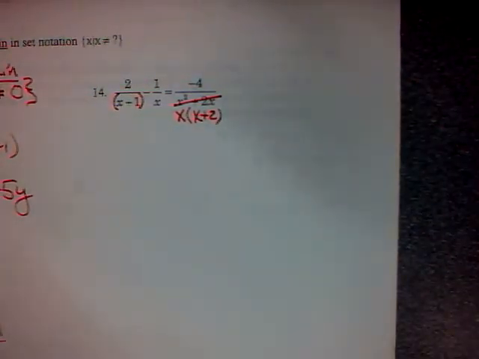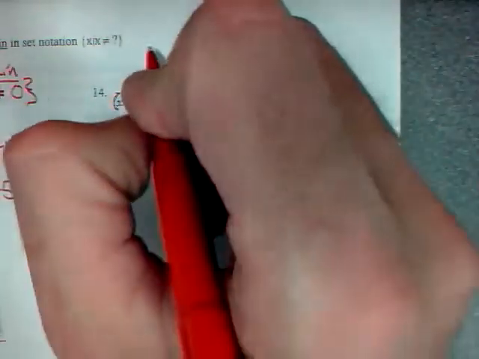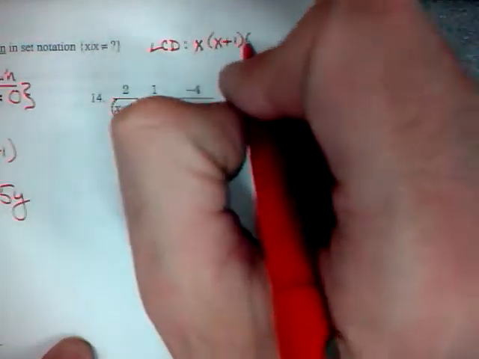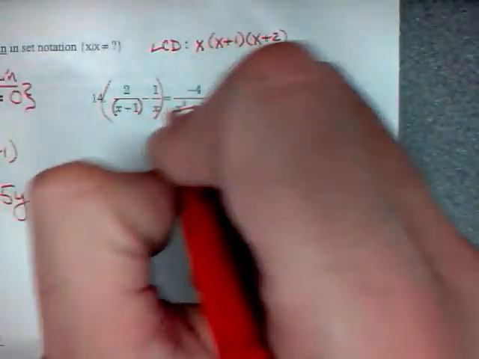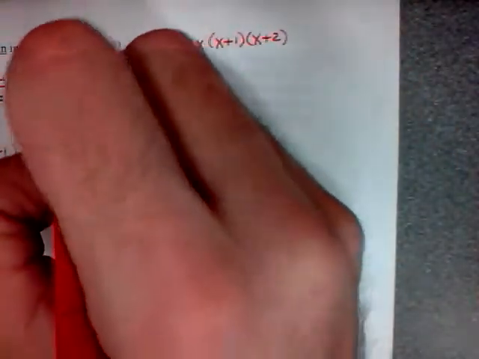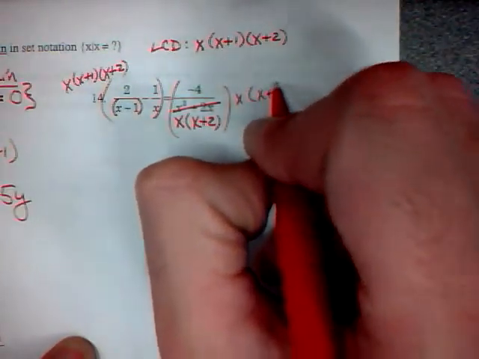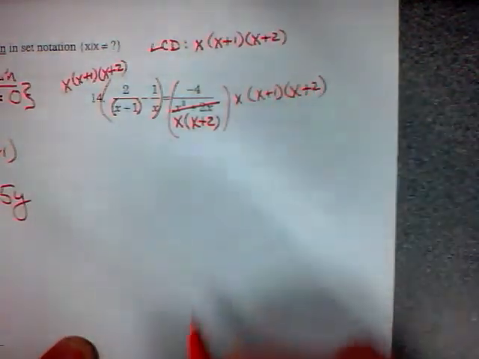So it looks like for our LCD in this one, our least common denominator, we need an x, we need an x plus 1, and we need the x plus 2. So that's what we're going to multiply this side and this side by, x, x plus 1, x plus 2, and this side x, x plus 1, x plus 2.